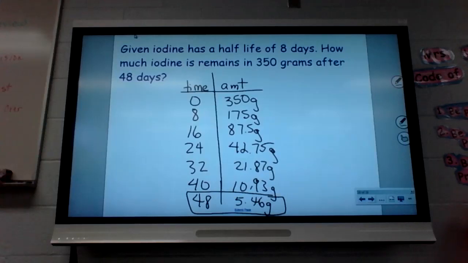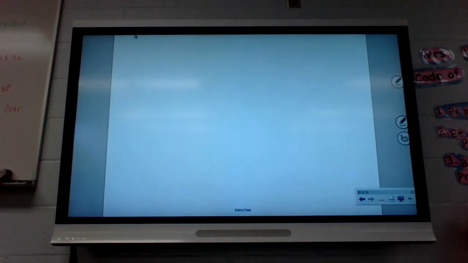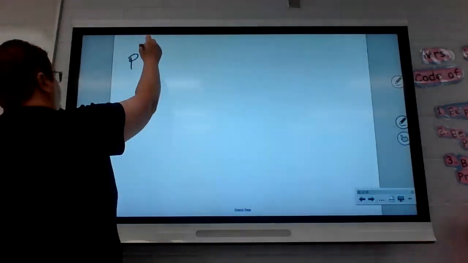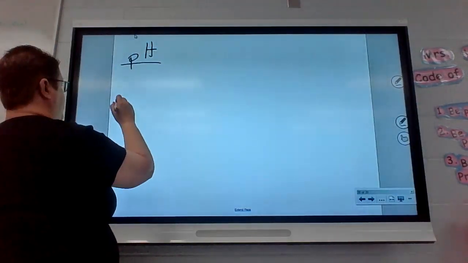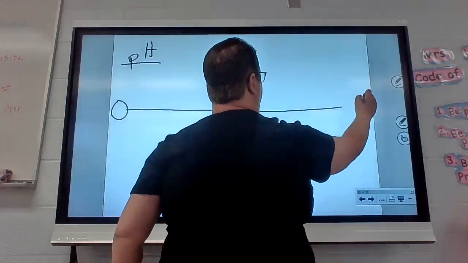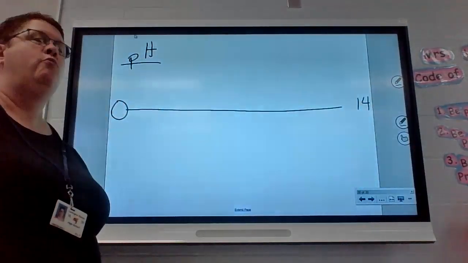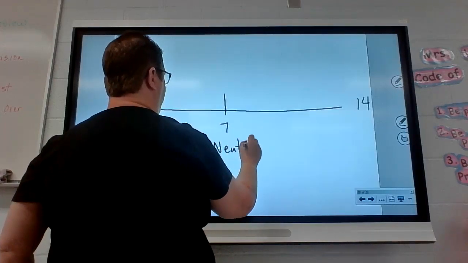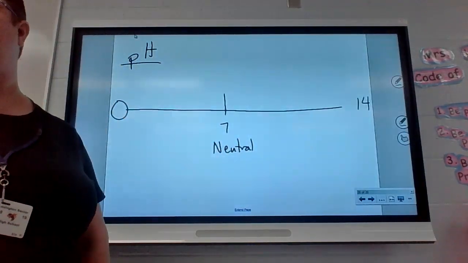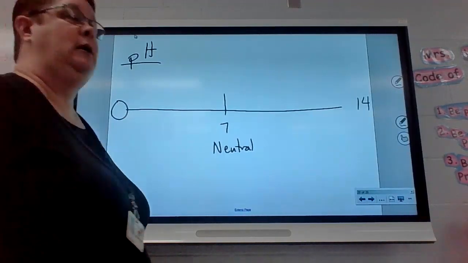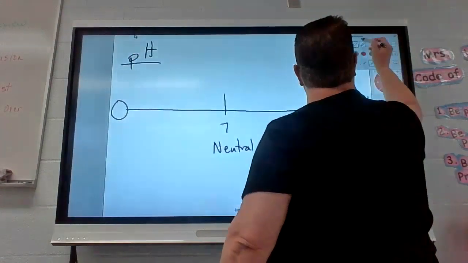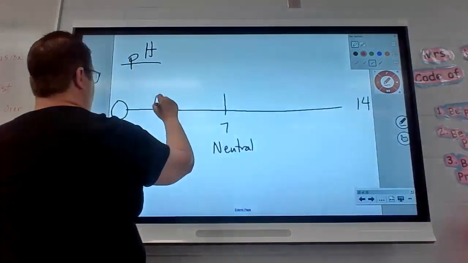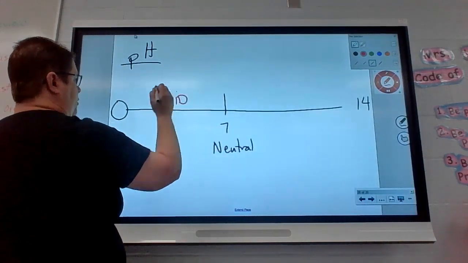All right, last thing we're gonna do real quick. pH. I think most of you know this, but we'll just run through it real quick. 0 to 14. Where's neutral? 7. This is usually where people have forgotten, if they've forgotten anything. Where's the acid range? Where's the base range? 0 to 7 is the acid.